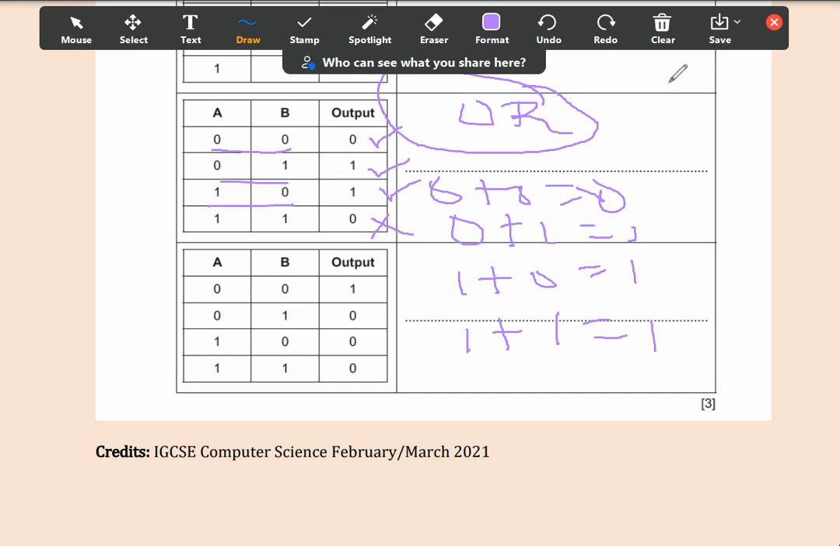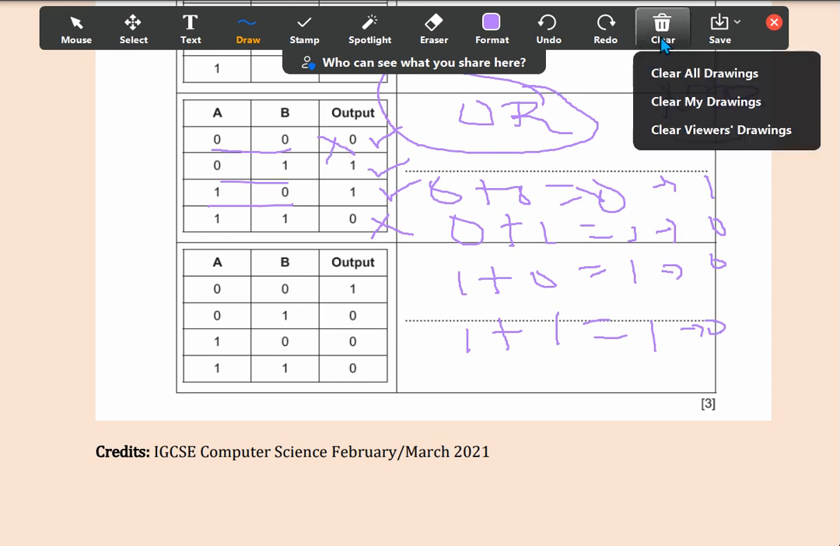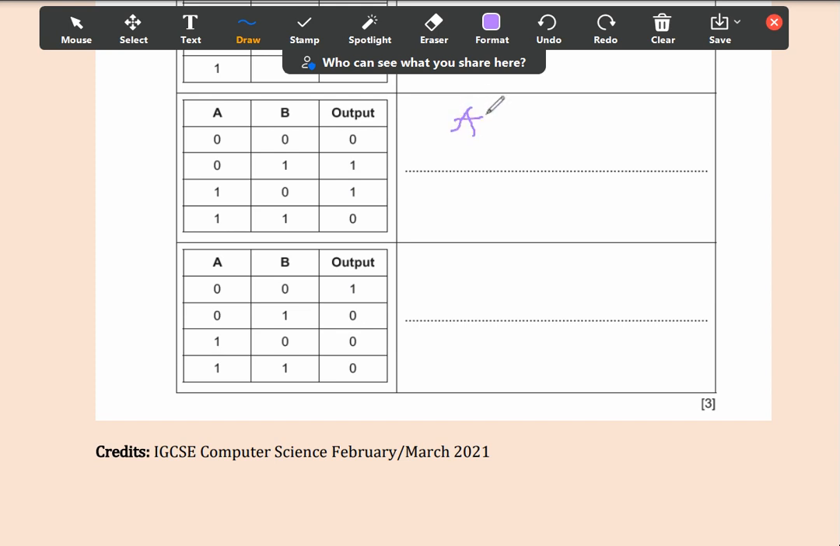So if we also try the NOR gate here, it must have equal to 1. This must be 0, 0, and also 0. So we have 1. It's not. So therefore, it's clearly not a NOR gate. Right? How about the AND gate?